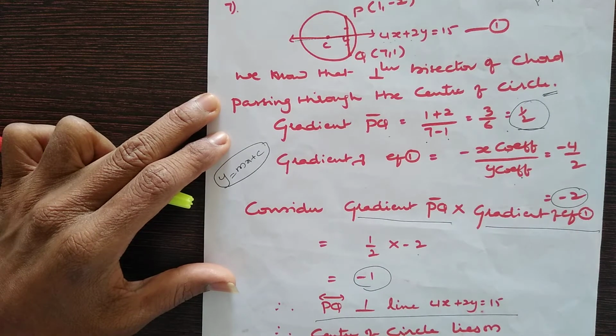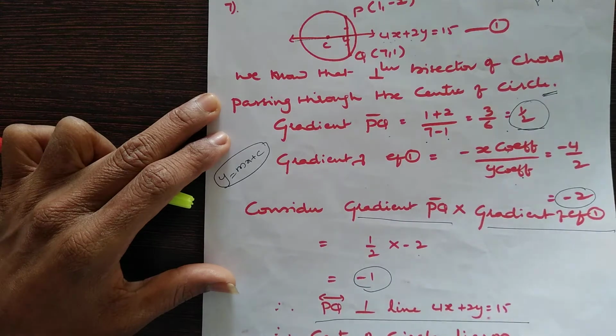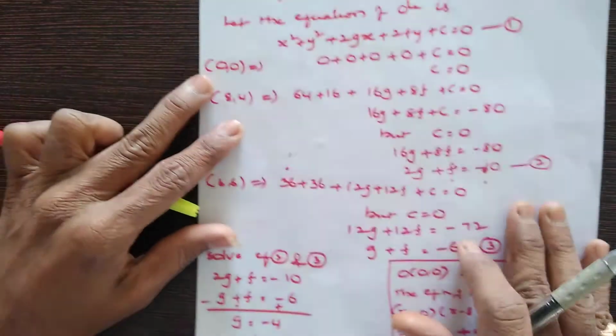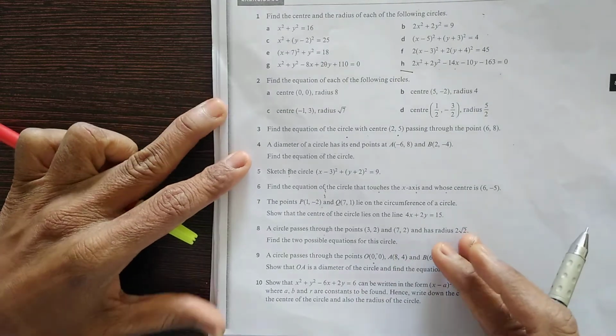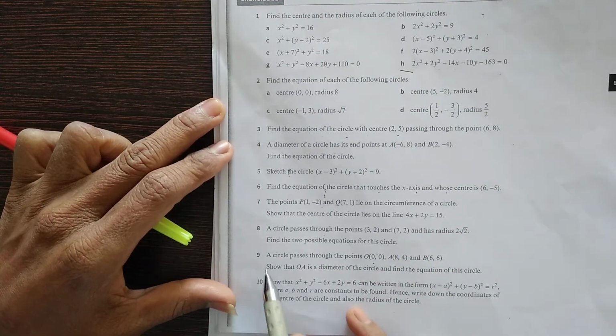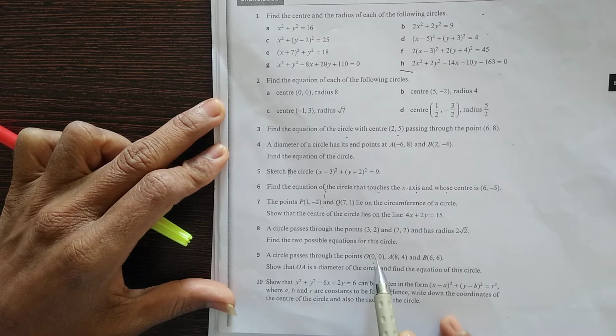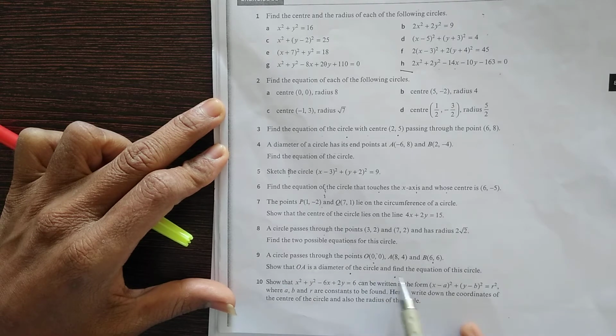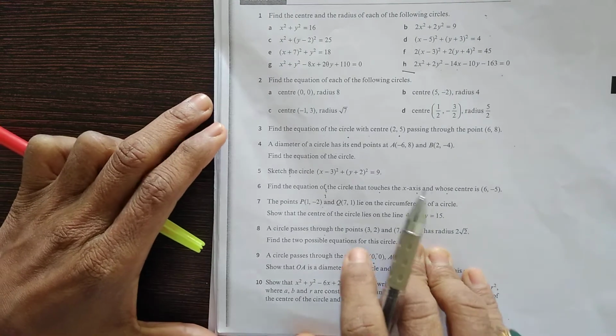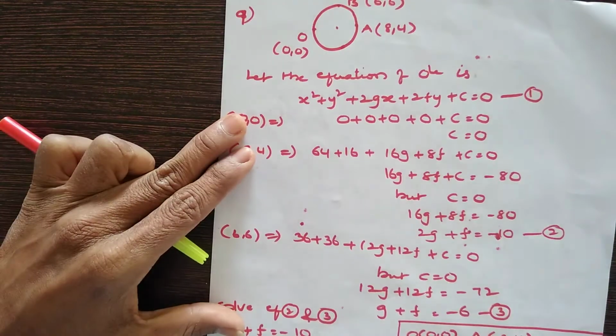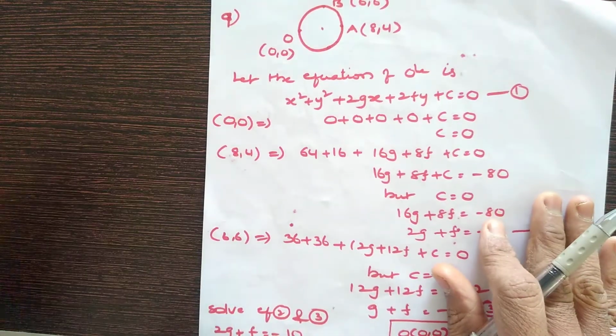Now next question. I am going to explain the 9th question. What is the 9th question? A circle passes through the points O(0, 0), A(8, 4), B(6, 6). Show that OA is the diameter of the circle, and find the equation of this circle. We have to show that OA is the diameter and also find the equation of the circle.